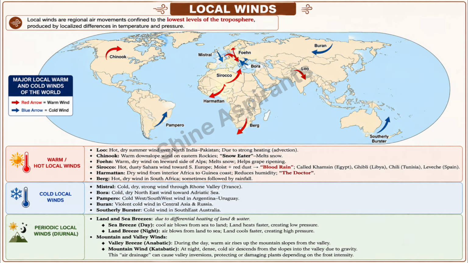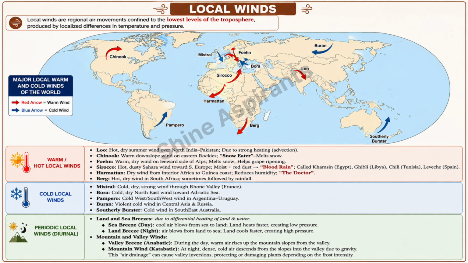Periodic local winds, diurnal. Land and sea breezes, due to differential heating of land and water. Sea breeze, day: cool air blows from sea to land. Land heats faster, creates low pressure over land. Land breeze, night: air blows from land to sea. Land cools faster, creates high pressure over land.